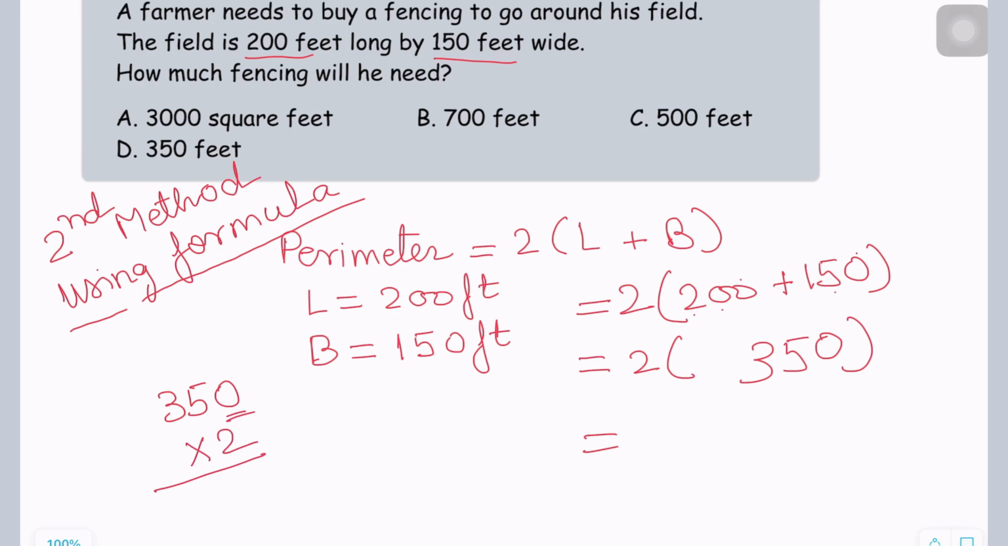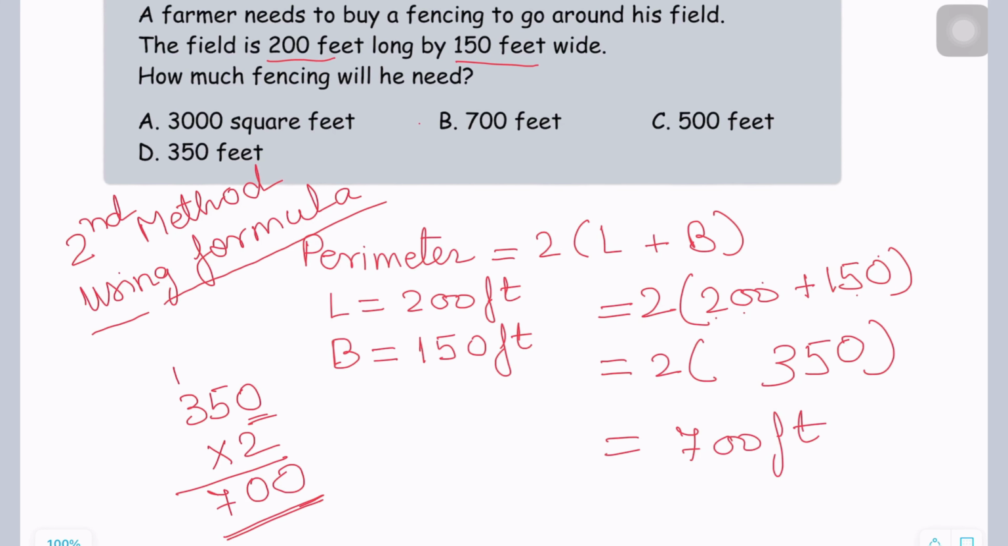Here we have 0. We will write down this 0, and then we will multiply 2 with 35. 2 fives are 10, carry forward. 2 threes are 6, plus 1 is 7. So the answer is 700 feet. Again, we got the same answer.